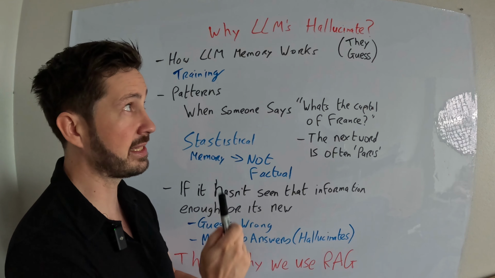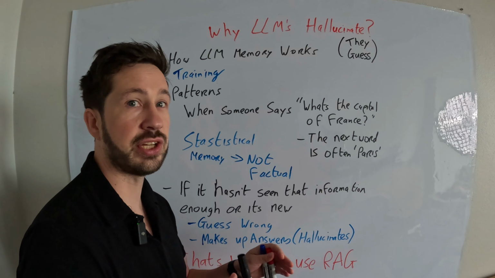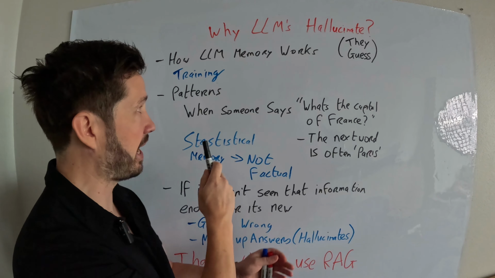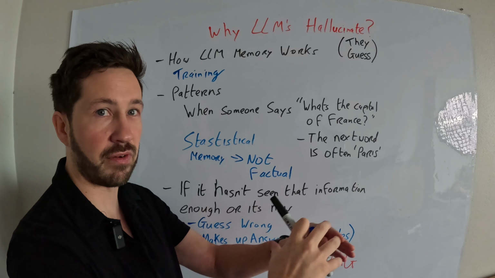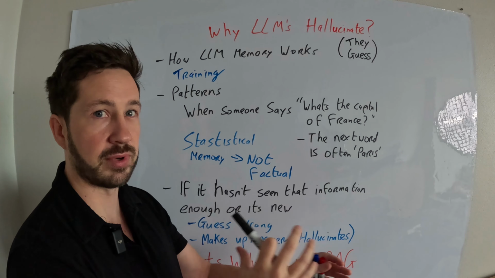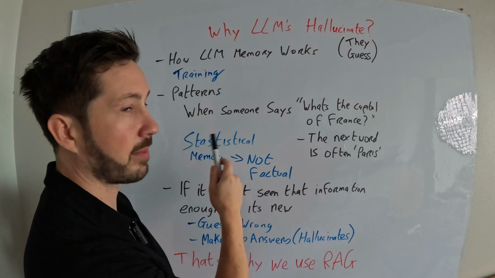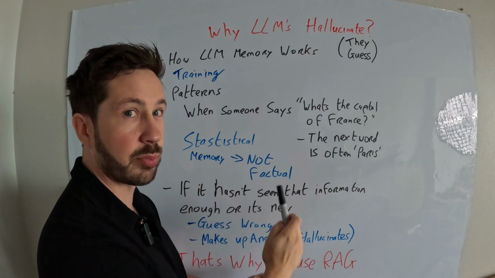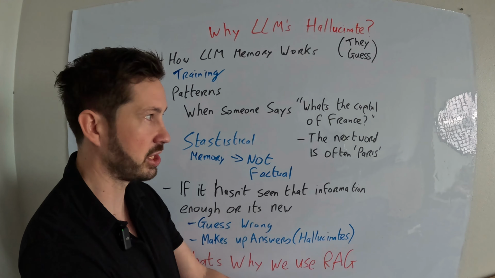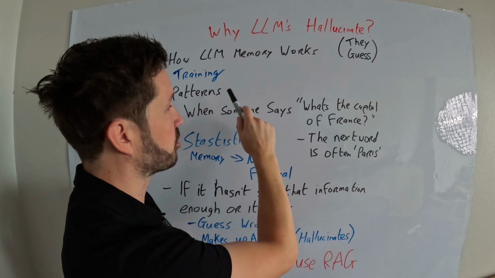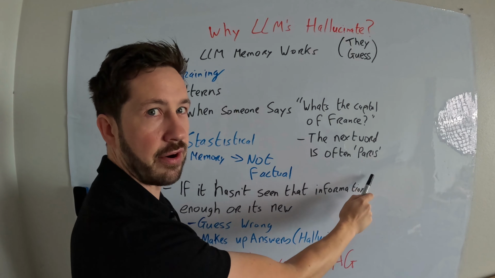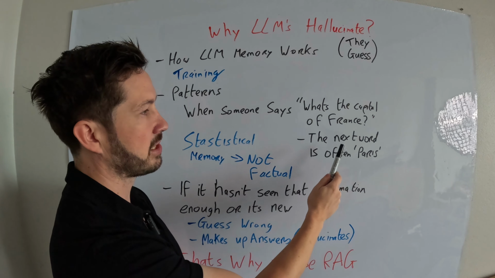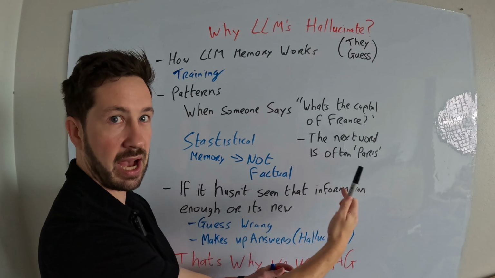Technically, at least these particular models don't actually know the answer. It's based on patterns, the patterns of their training data and how that training data was used. So I'm going to give an example. When someone says, "What's the capital of France?", it's a pretty simple prompt that you might put into ChatGPT. The next word in the training data is often Paris, which obviously is right. So that's basically how an LLM works.